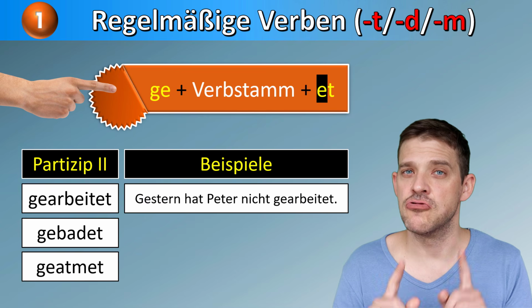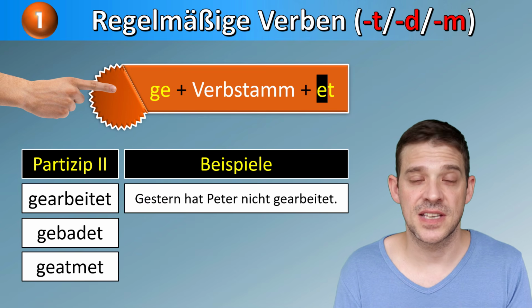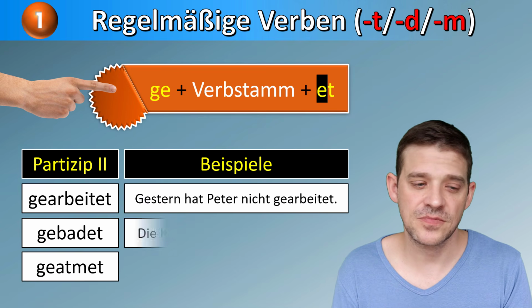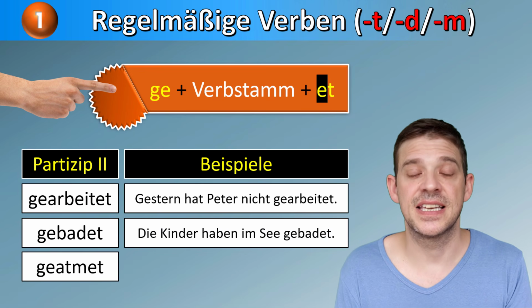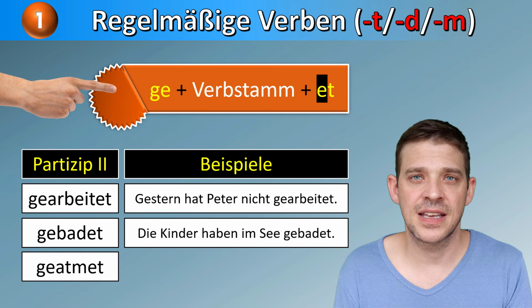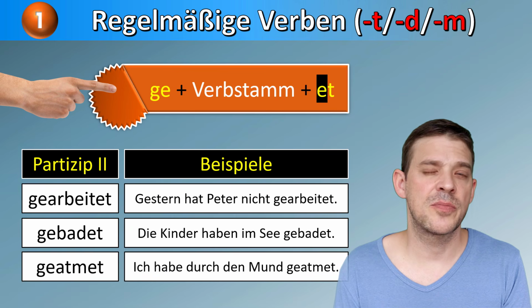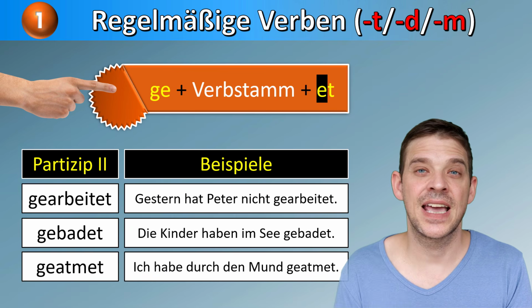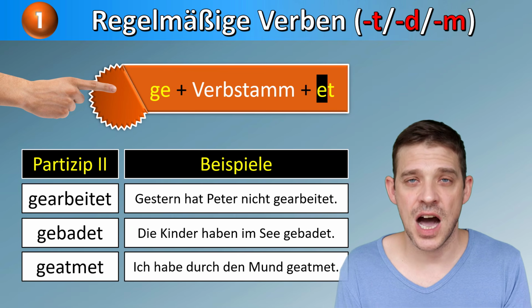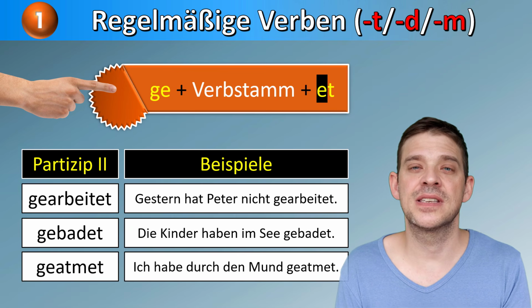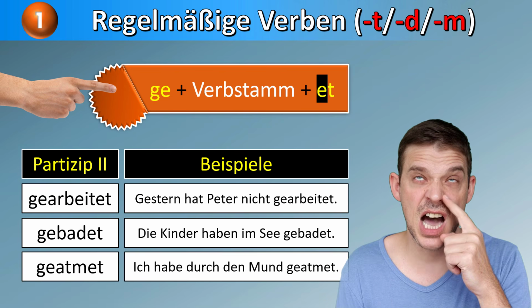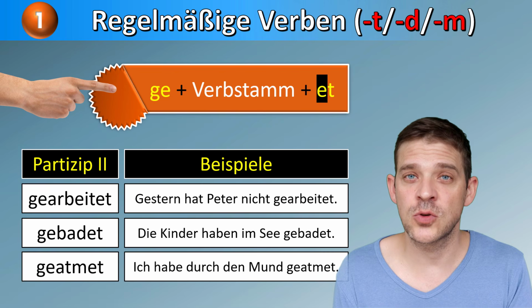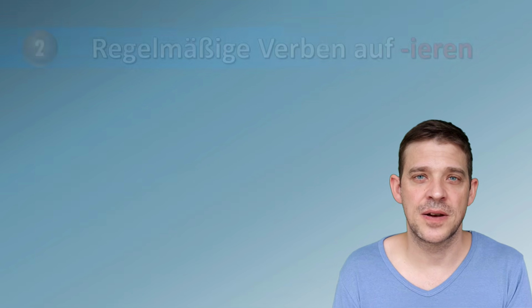Gestern hat Peter nicht gearbeitet. Yesterday Peter didn't work. Die Kinder haben im See gebadet. The children took a bath in the lake. Und ich habe durch den Mund geatmet. I was breathing through my mouth. You can also durch die Nase atmen oder durch den Mund atmen.